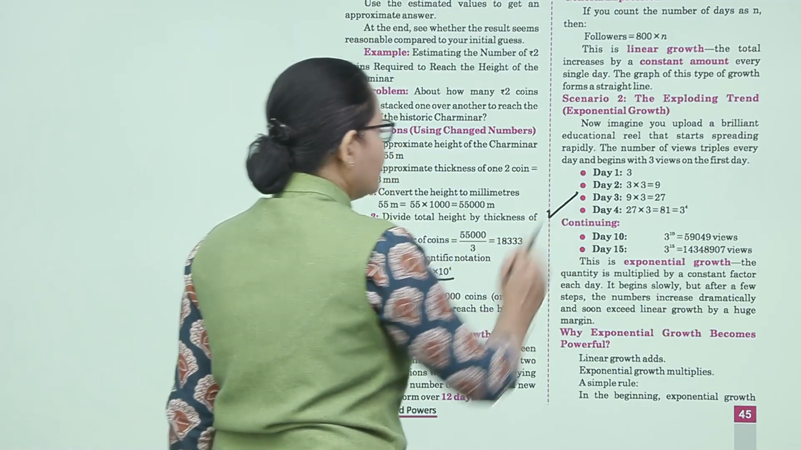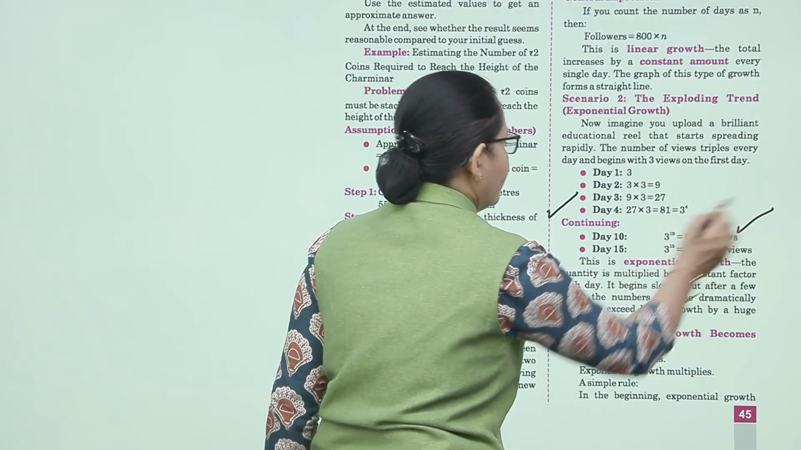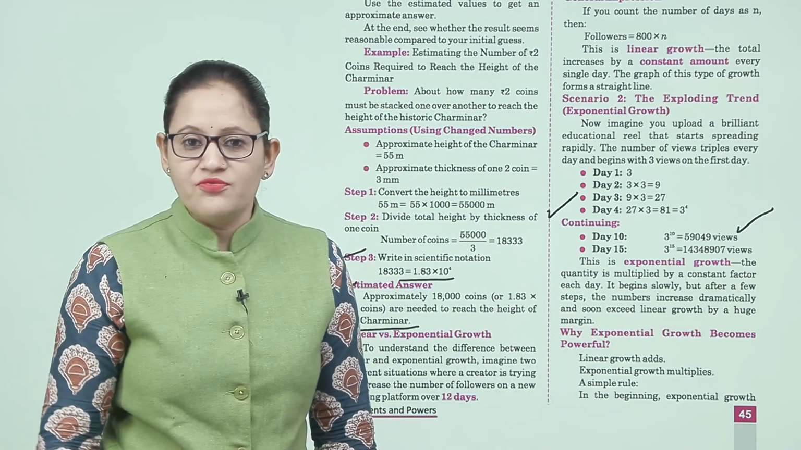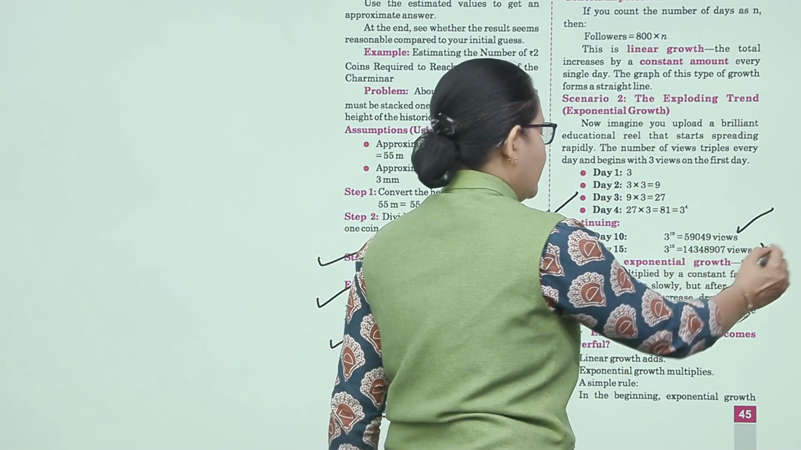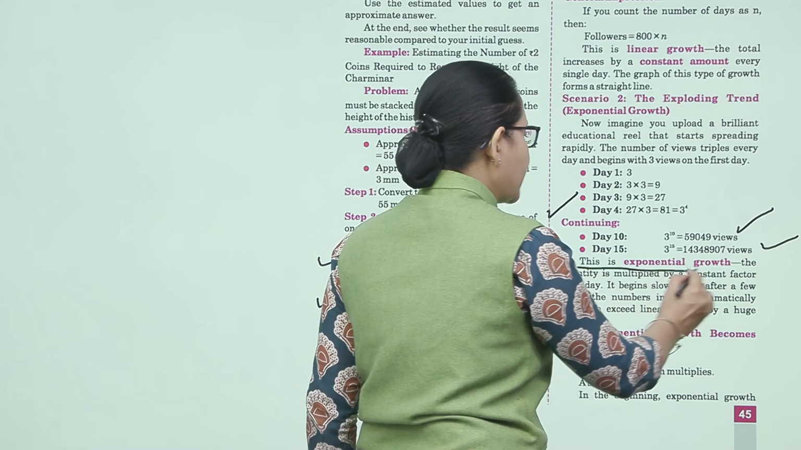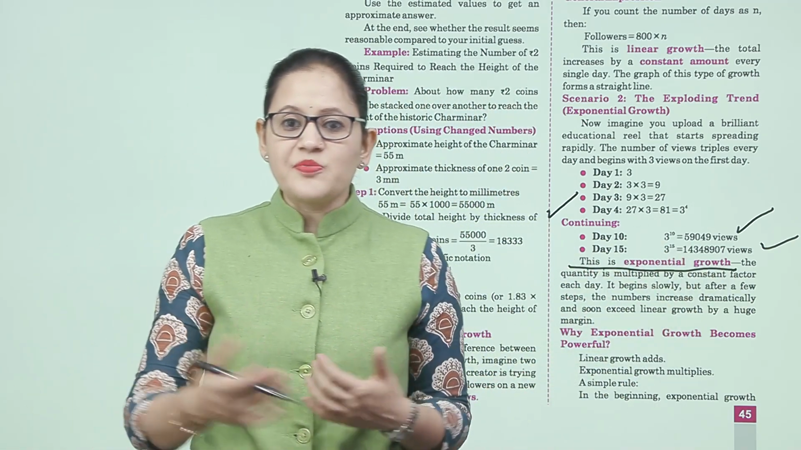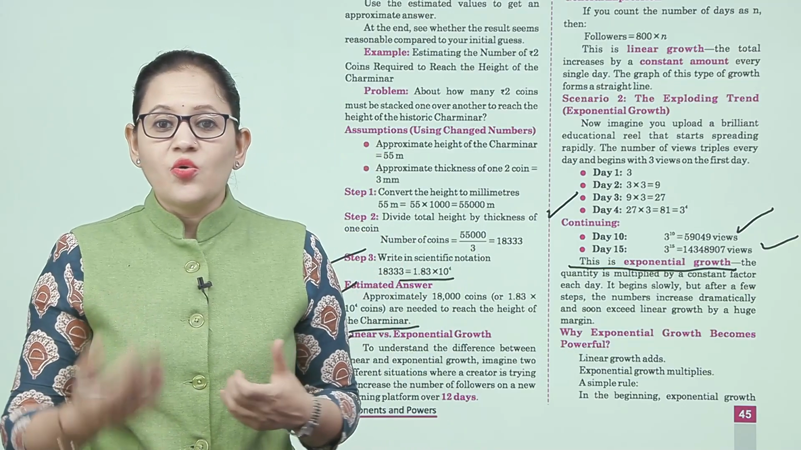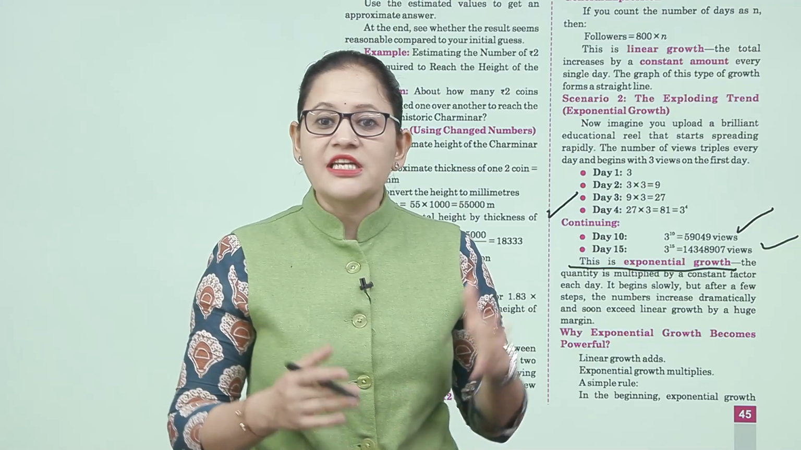Now continuing, day 10: 59,049 views. Day 15: 3 to the power 15, this many views. So this is exponential growth. Here you can see the growth is exponential. The quantity is multiplied by a constant factor each day.